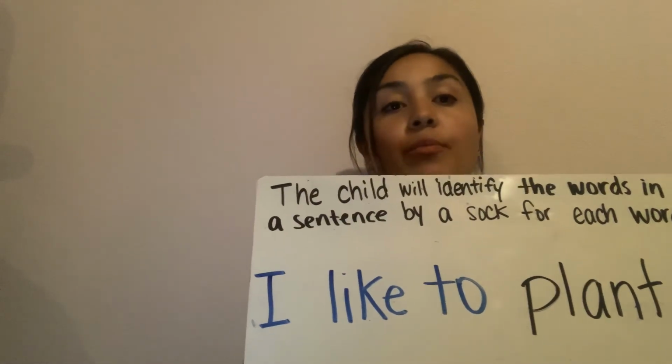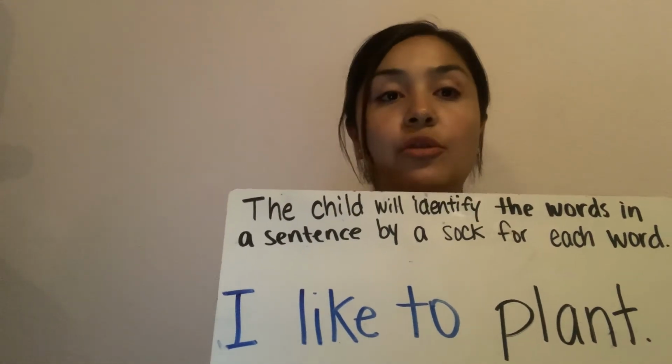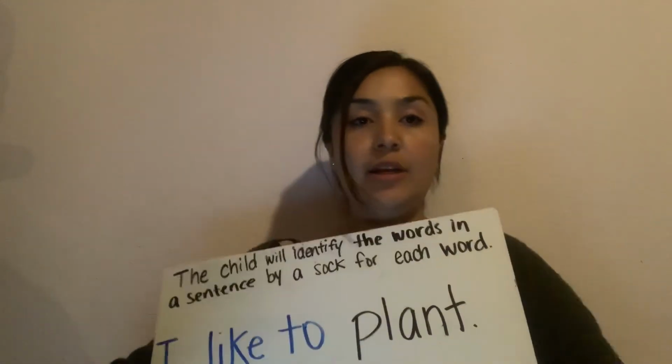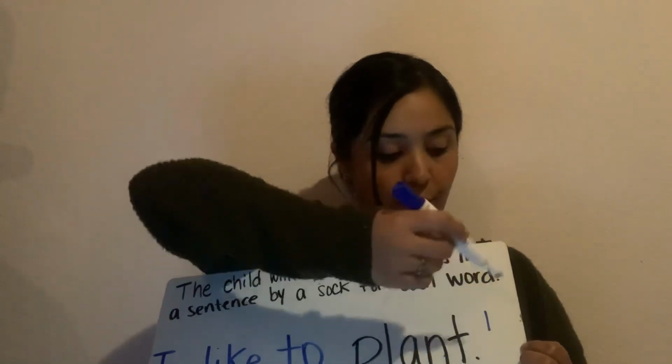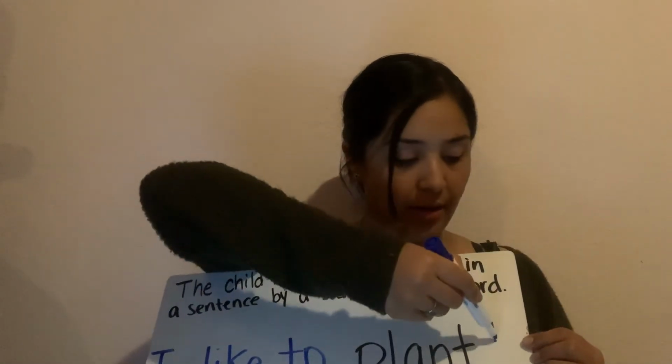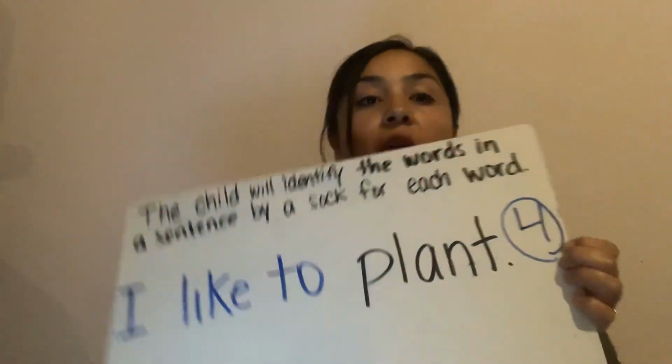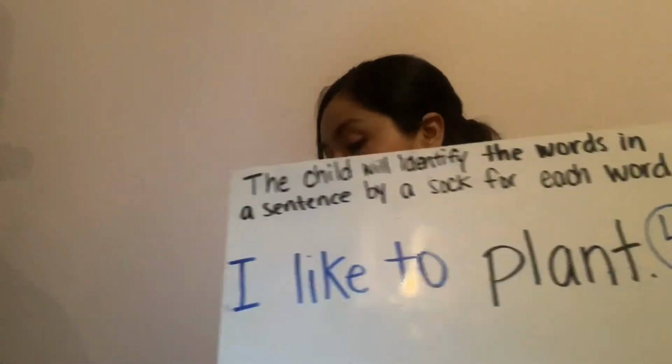I like to plant. Say it with me. I like to plant. I'm gonna get my socks. I like to plant. I'm gonna go ahead and count my socks. 1, 2, 3, 4. So there's 4, and what I'm gonna do, I'm actually gonna go ahead and add to the top of it, then, or to the right of it, I'm sorry, to the very end, I'm gonna write the number 4 and circle it, because that's how many words are in my sentence.